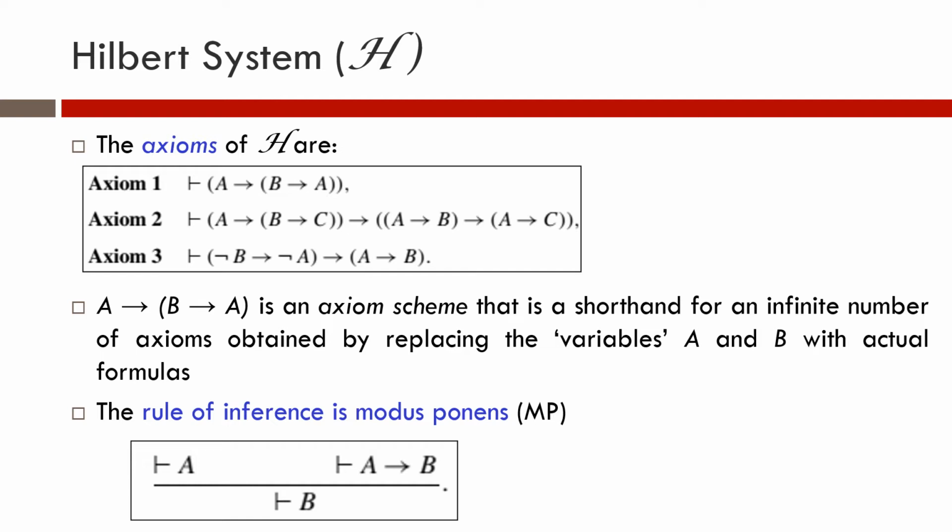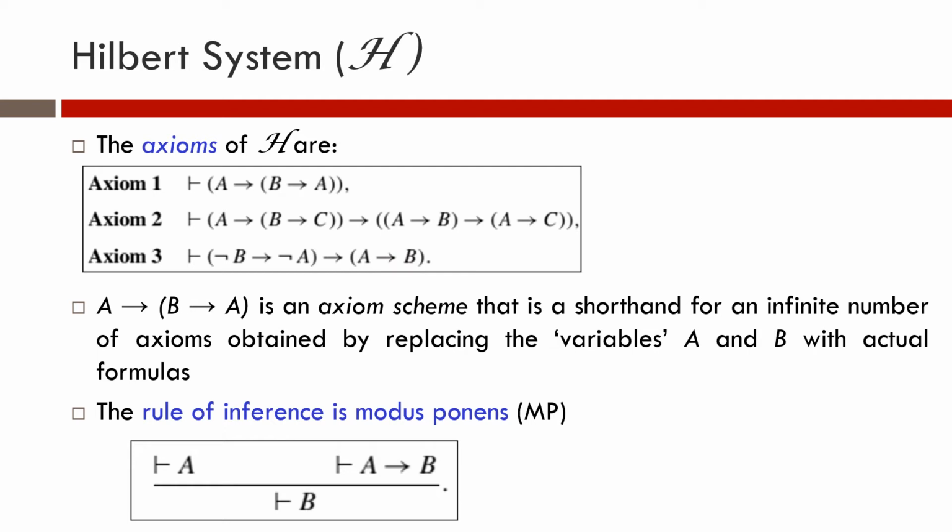Coming to the axioms, in Hilbert system there are three axioms. The first axiom is provable A implies (B implies A). The second axiom is provable (A implies (B implies C)) implies ((A implies B) implies (A implies C)). And the third axiom is provable (negation B implies negation A) implies (A implies B). So these are the three axioms of Hilbert system.